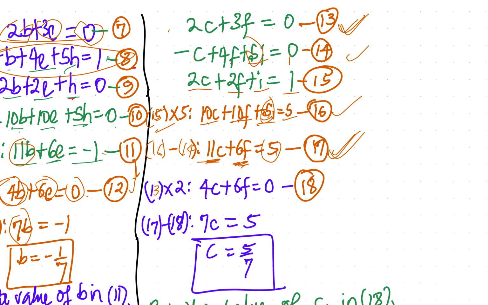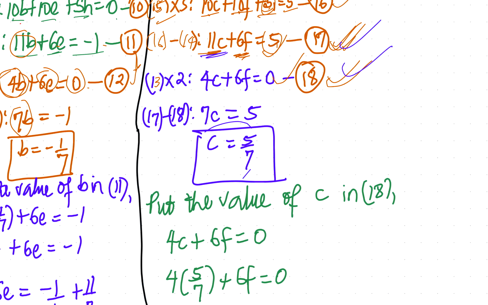So we can solve these two together. We can say 17 minus 18. So 11c minus 4c, that's 7c. 6f minus 6f, that's 0. 5 minus 0, 5. So with that, we have c to be 5 over 7. When you divide through by 7, c is 5 over 7. Then you can put the value of c now in 18.